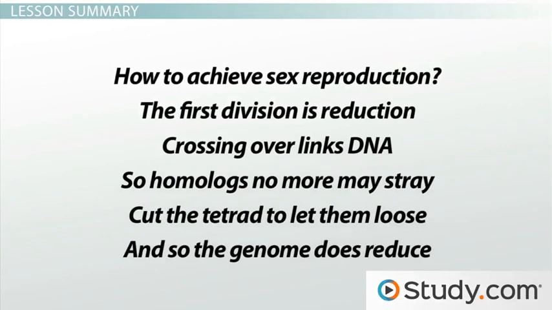How to achieve sex reproduction? The first division is reduction. Crossing over links DNA, so homologs no more may stray. Cut the tetrad to let them loose, and so the genome does reduce.